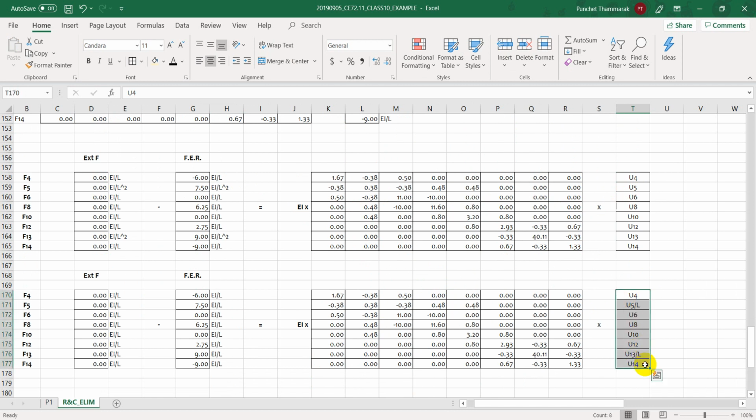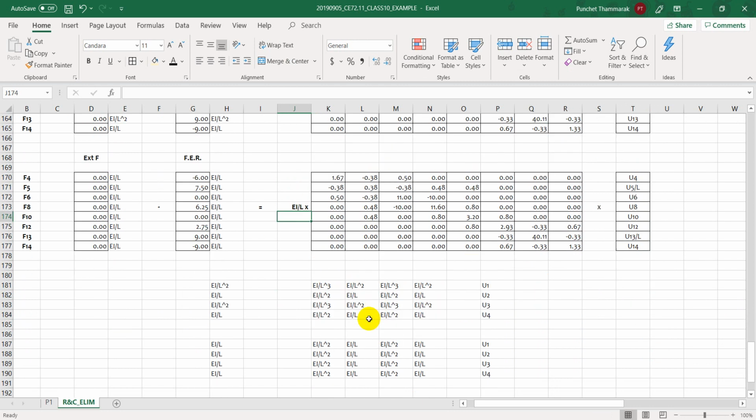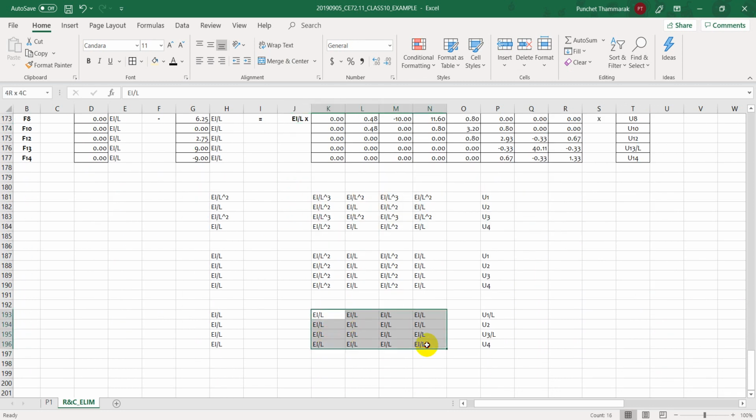So across this array of unknown, you have the unit of radians. EI turns out to be EI over L, right? We can take the common factor out like here. So inside this matrix, we leave only just numbers.